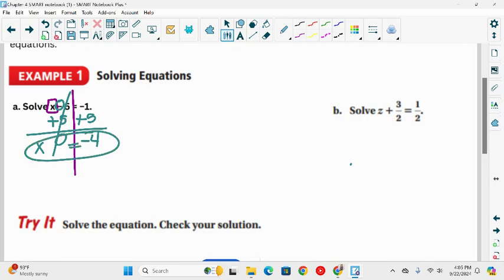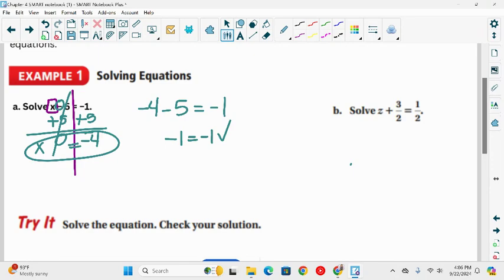Now, I want to check my solution. I want to check to see, is this right? So we're going to do some substitution. We're claiming that x equals negative 4. So we're going to plug that in and test that theory out. So here I have x minus 5 equals negative 1. I'm going to replace what I'm calling x with negative 4, and I'm going to punch it in my calculator to verify it. So negative 4 minus 5 should give me negative 1. And it does. It checks out. So I know that x has to be negative 4.